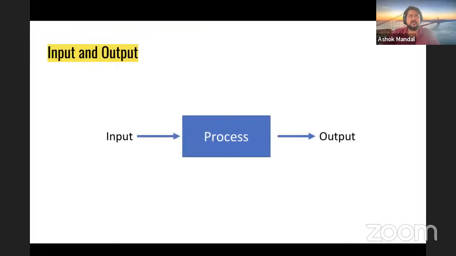So the mental model starts from the very beginning: we have an input and we want to get an output after processing it. This is the zeroth process where we start.